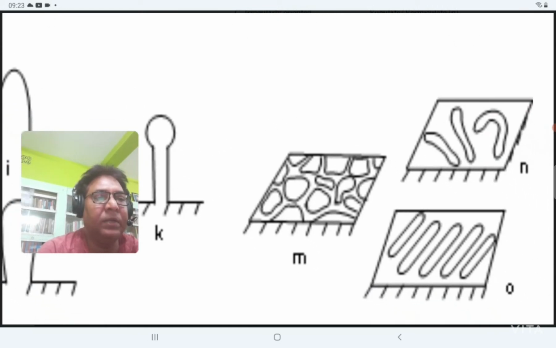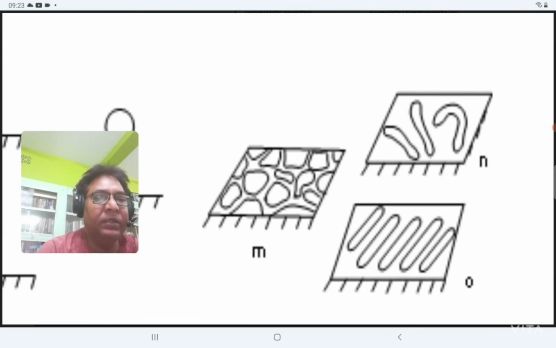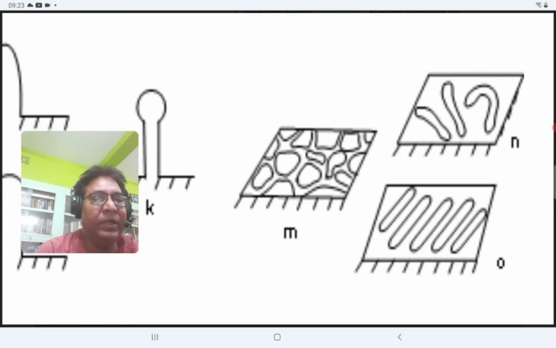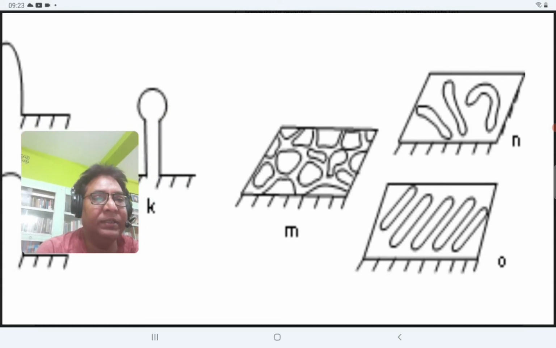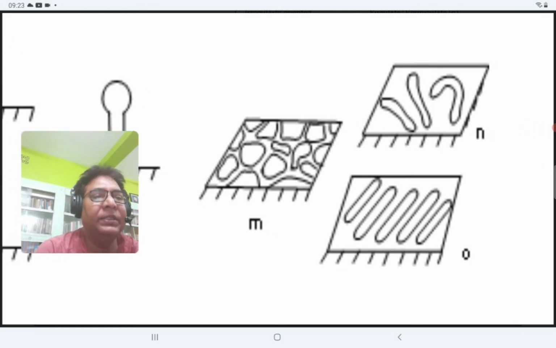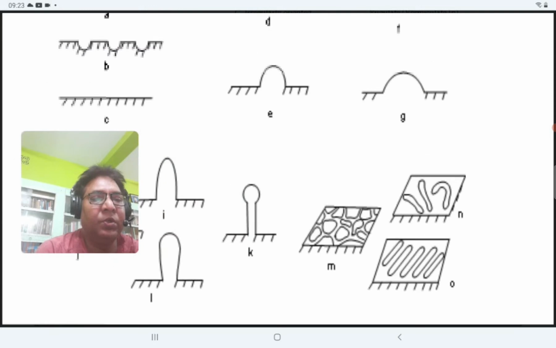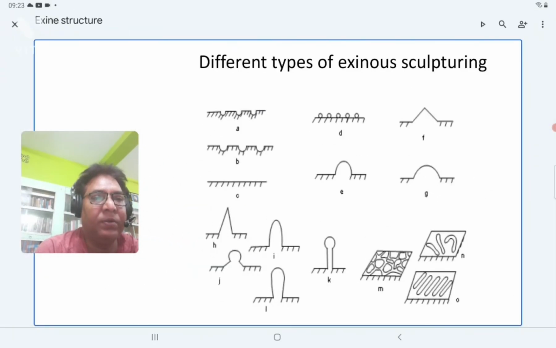And now talking about the radially elongated sculptures, there are three types. N is rugulate, M is reticulate. As you can see, they are interconnected. They are elevations, they are not channels or canals. And this is striate, parallel elevations. So this was all about the sculptures.